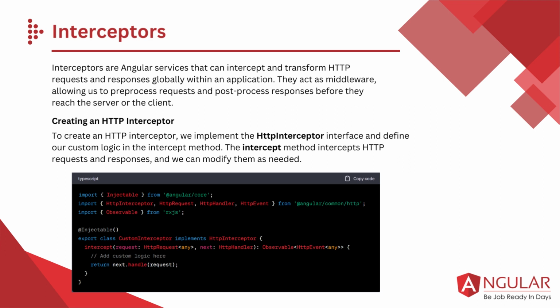To create an HTTP interceptor, we need to implement the Interceptor interface and define our custom logic in the intercept method. The intercept method allows us to intercept HTTP requests and responses and modify them as needed.